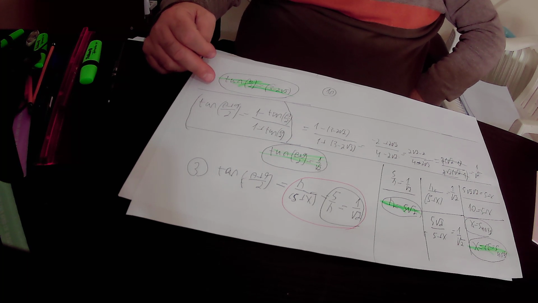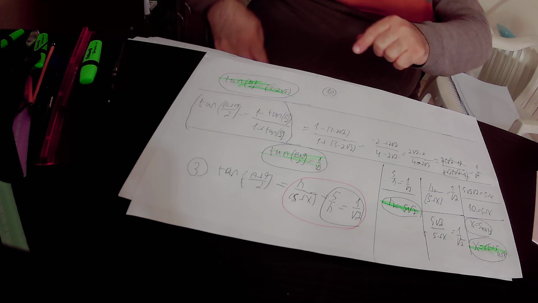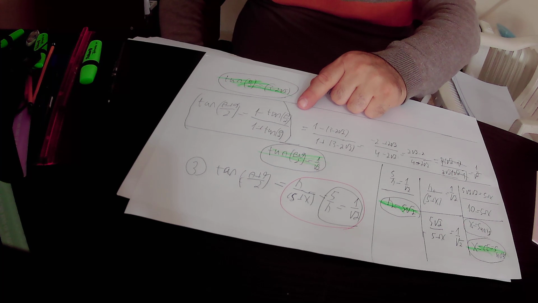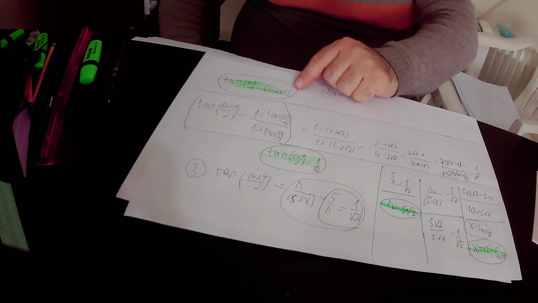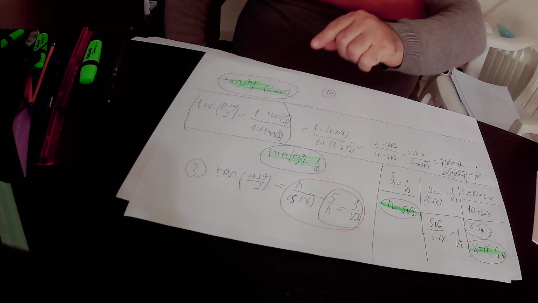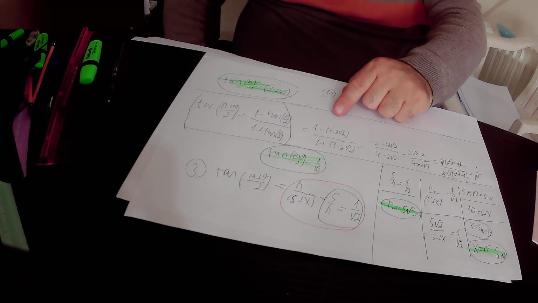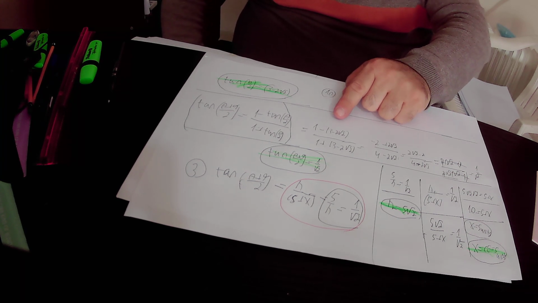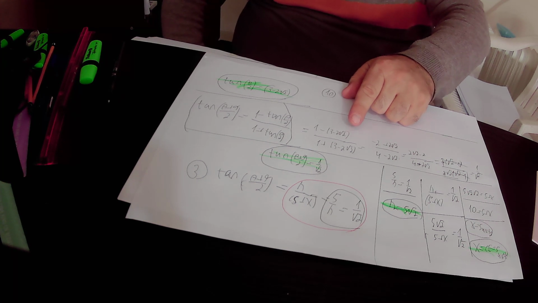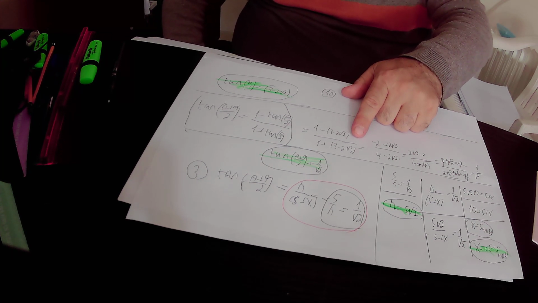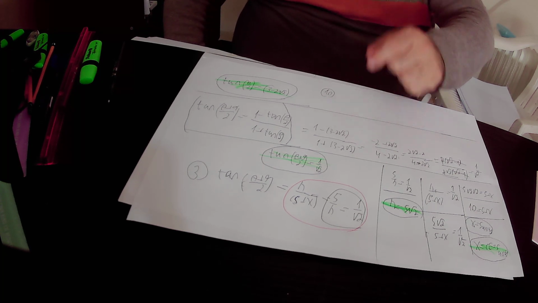According to equation number 3, we have tangent of theta plus alpha over 2 equal to 1 minus tangent theta over 2 over 1 plus tangent theta over 2. We know that tangent theta over 2 equals 3 minus 2 times root of 2. So tangent of theta plus alpha over 2 equals 1 minus (3 minus 2 times root of 2) over 1 plus (3 minus 2 times root of 2).